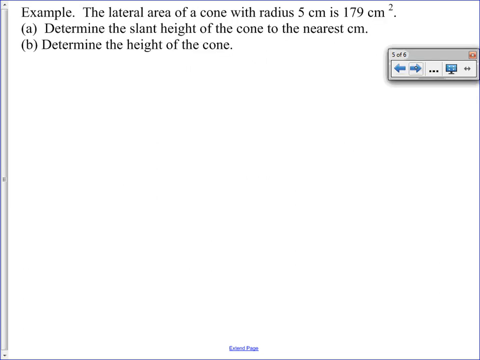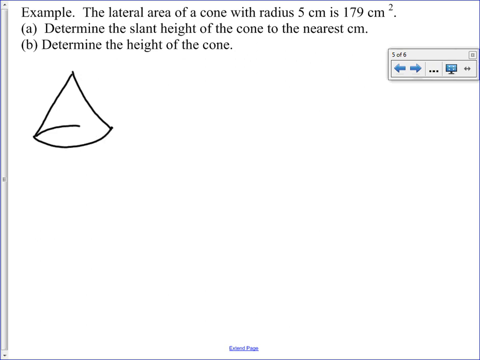What happens if we're given specific information but not all of the information? So this is an example. The lateral area of a cone with radius 5 centimeters is 179 centimeters squared. Determine the slant height of the cone to the nearest tenth of a centimeter and then determine the height of the cone. So what we have here is a cone. We can draw a sketch of it.